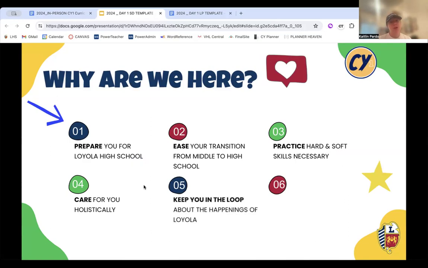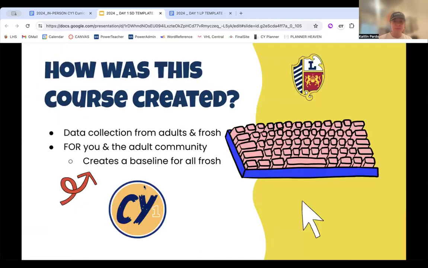Keeping you in the loop. So CY1 does a lot with the calendar and what's happening, and also just meeting people and providing you a network of support, not only your own classmates, your TA here, me, but also anybody else that's at Loyola. And this course was created via data from adults and Frosh alike, and it was created for you and for the adult community.